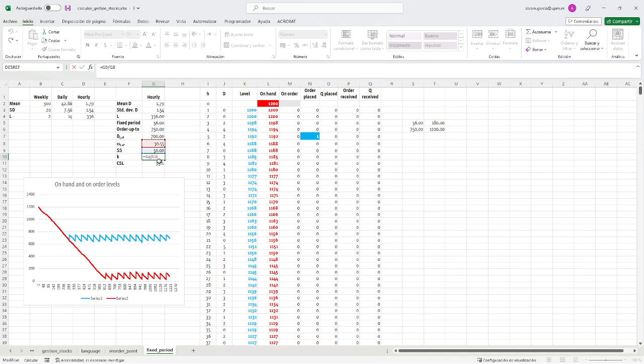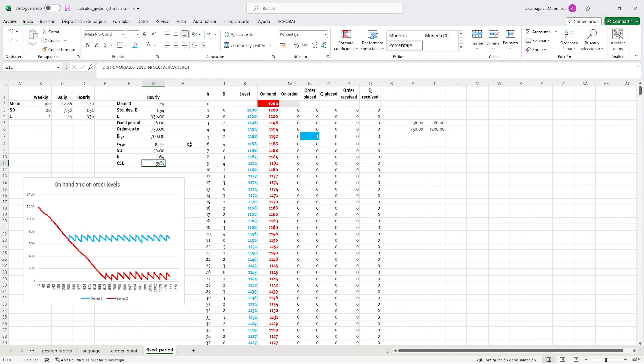I can divide the safety stock by the standard deviation, and I get this K. And with the standard normal distribution, I can get the probability of that normal distribution being less than or equal to this value here, which is the cycle service level. So I'm reproducing the calculations here in a reverse way, but they are correct.